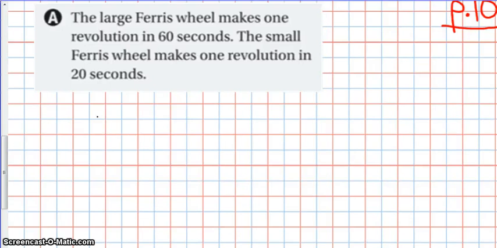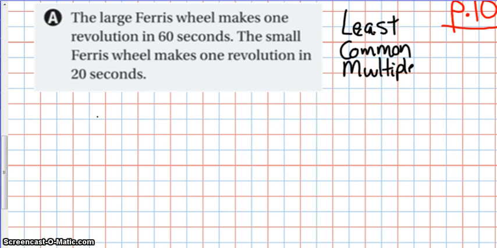Today we're going to talk about least common multiple, also known as LCM. So least common multiple, or LCM. I'm going to show you two different ways to do this. The first way is listing multiples. We're going to use this Ferris wheel problem to help us solve this.